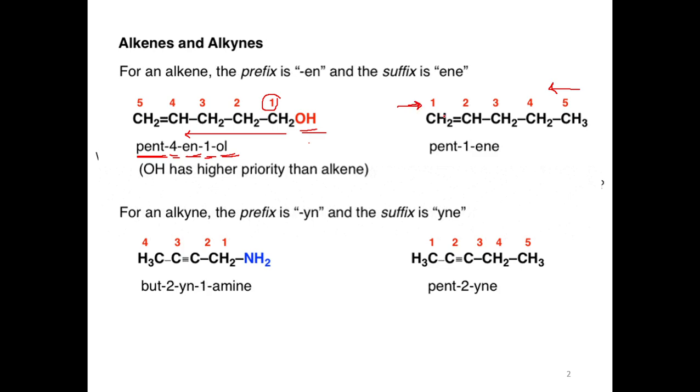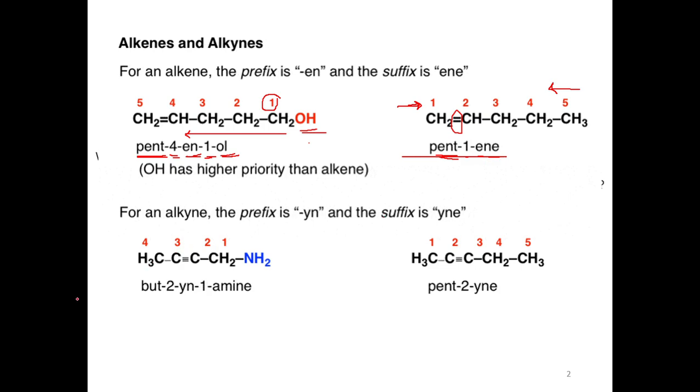The carbon number 1 has the double bond, and the total number of carbon atoms present in the parent chain is 5. So we will write pent for 5 carbon atoms, 1 because at carbon number 1 we have the double bond, and ene means double bond because it's an alkene family, so we are writing ene. So the name will become pent-1-ene.